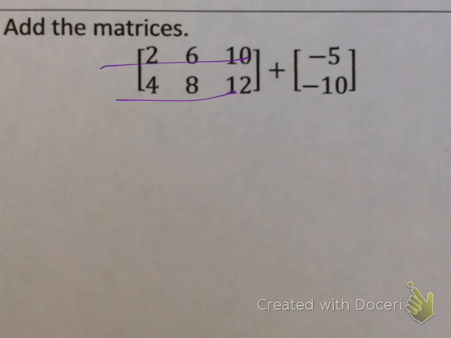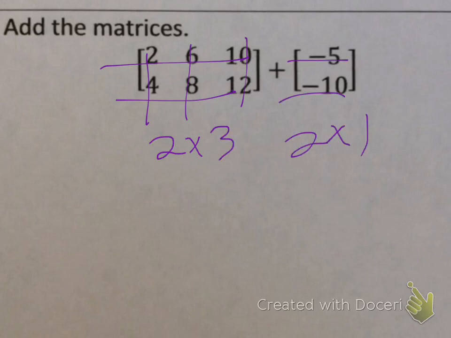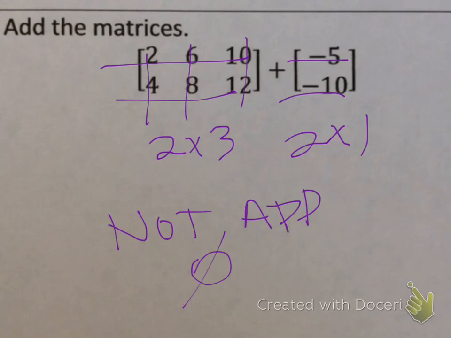All right, this says to add. Now here's a problem. This is a 2 by 3, and this is a 2 by 1. Because they're not the same dimensions, I cannot add them together because the dimensions don't match up. So this would be not possible to do. So I could use the empty set or no solution symbol.